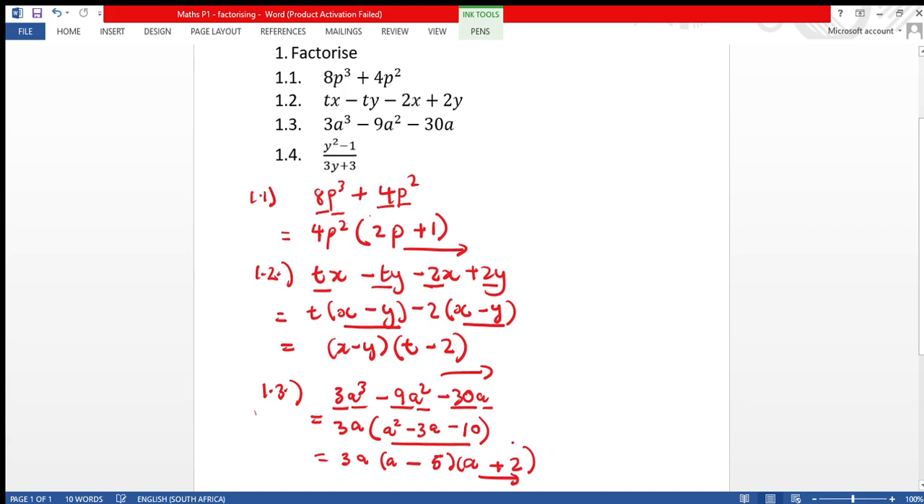Let me just show you how to test for your answer, for your factors if they are correct. Basically, you can just multiply minus 5 times a and a times 2 to test if you're able to get to the middle term. So minus 5 times a will give you minus 5a. 2 times a, or a times 2, is going to give you 2a. So when you add these 2, it is minus 3a, which is going to be our middle term. So that's how you test.